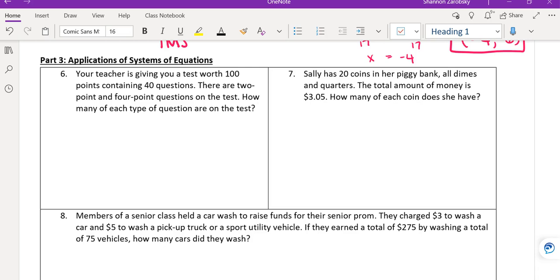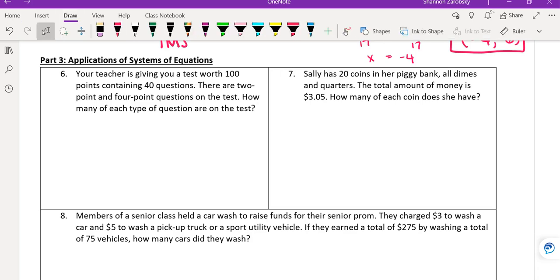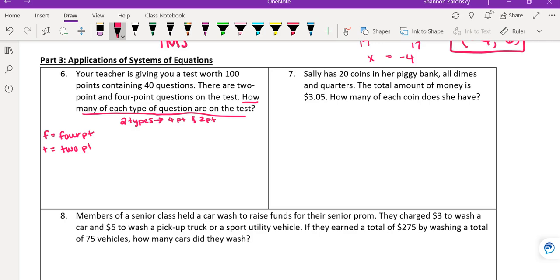So that last part tells us what we're looking for. We're looking for how many of each type of question are on the test. Well, how many types of questions are there? There are 2 types. There's the 4-point and the 2-point. So those are your 2 variables. Let's let F represent the 4-point questions, and let's let T represent the 2-point questions.